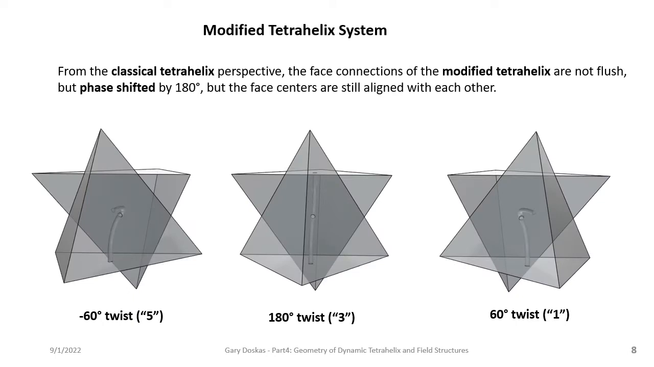Modified Tetrahelix System. From the classical tetrahelix perspective, the face connections of the modified tetrahelix are not flush, but phase shifted by 180 degrees, but the face centers are still aligned with each other. Here we have the minus 60 degrees twist, the 180 degrees twist, and the 60 degrees twist.